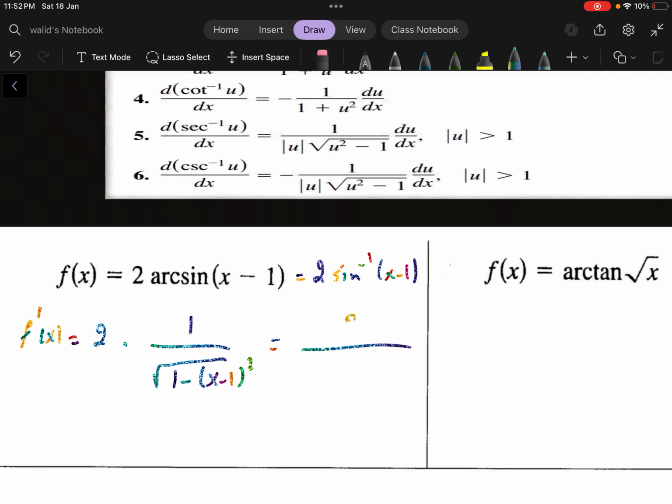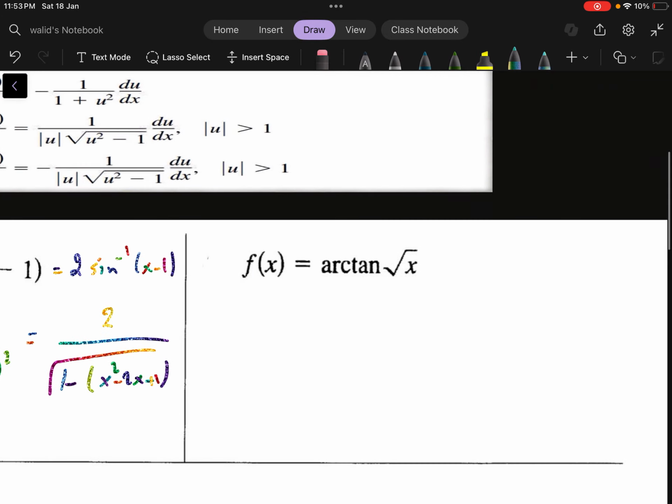But if you want to simplify it, 2 over square root 1 minus, if you want to expand x minus 1 square, it will be x squared minus 2x plus 1. Simplify it more as 2 over square root of negative x squared plus 2x.